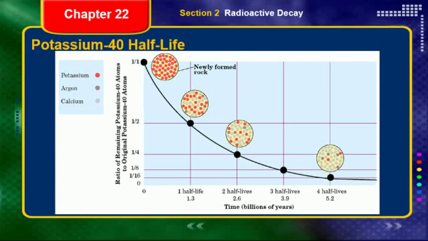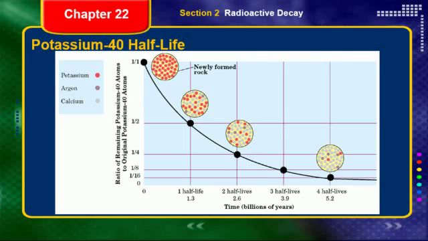So one half-life is 1.3 billion years. So if we allow 1.3 billion years to elapse, half of this potassium-40 will have been turned into something else. It will have radioactively decayed. So at 1.3 billion years, the half-life for potassium-40 will be at a 1/2 amount. Okay, the ratio of remaining to original potassium-40 is 1-to-2.